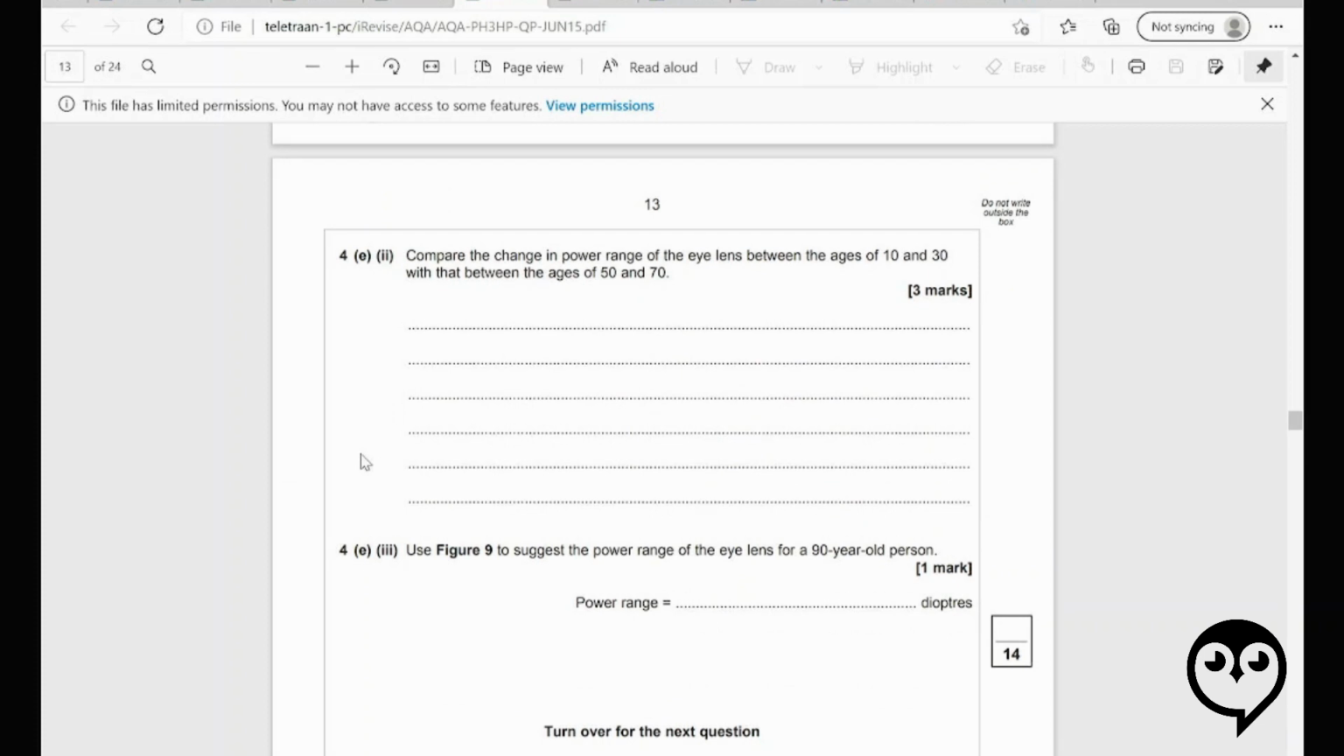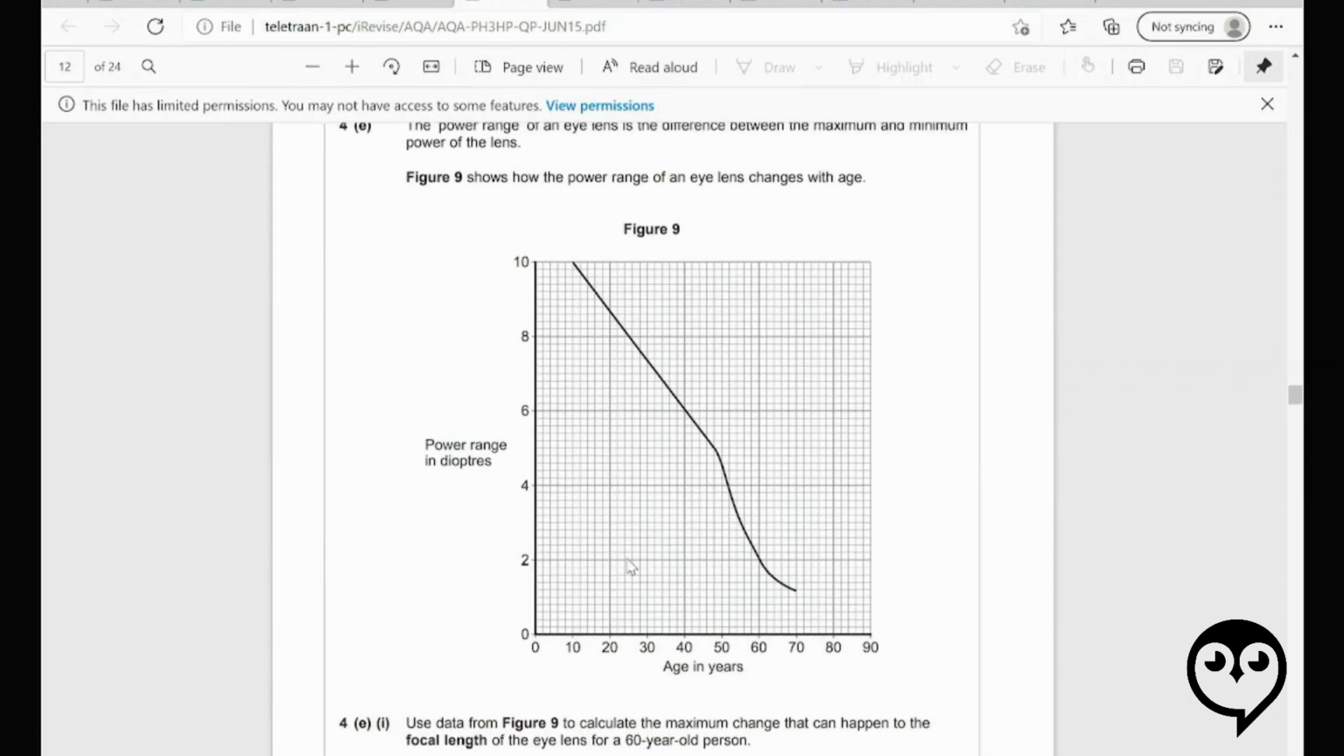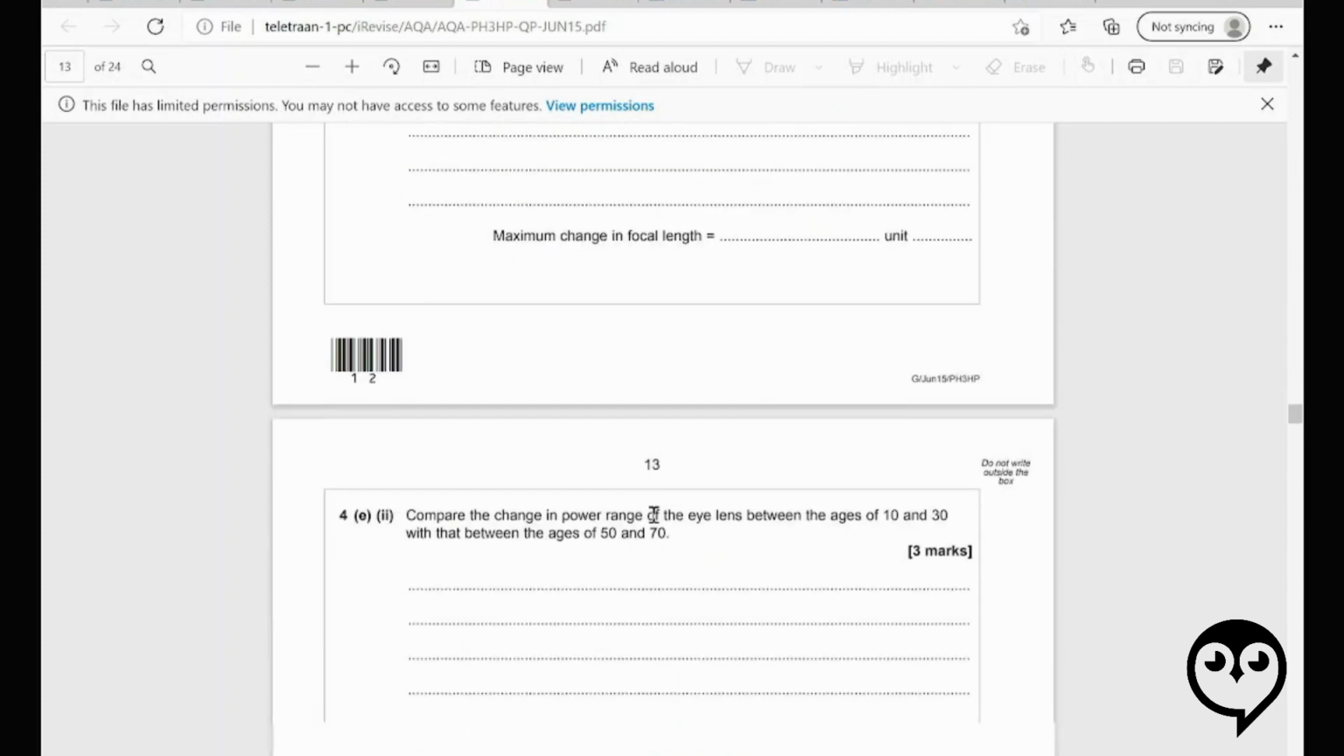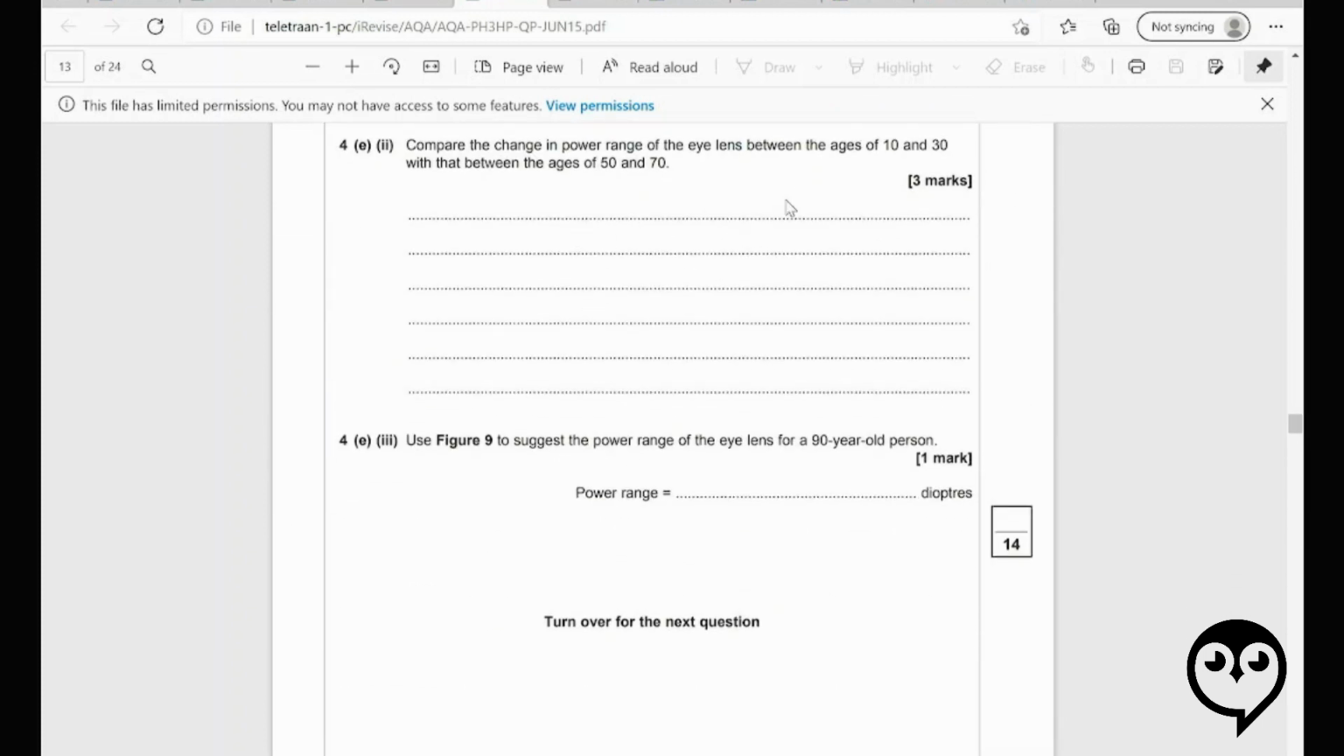Part I of E here. Compare the change in the power range of an eye between the ages of 10 and 30, and between 50 and 70. So between 10 and 30, it's pretty smooth. It's pretty constant. I don't know if they're asking you for a calculation. I'm sure you can calculate the gradient here. You could say from 50 to 70, it's actually got a stronger slope, doesn't it? It's a much further drop, and it starts to level off a little bit at 70.